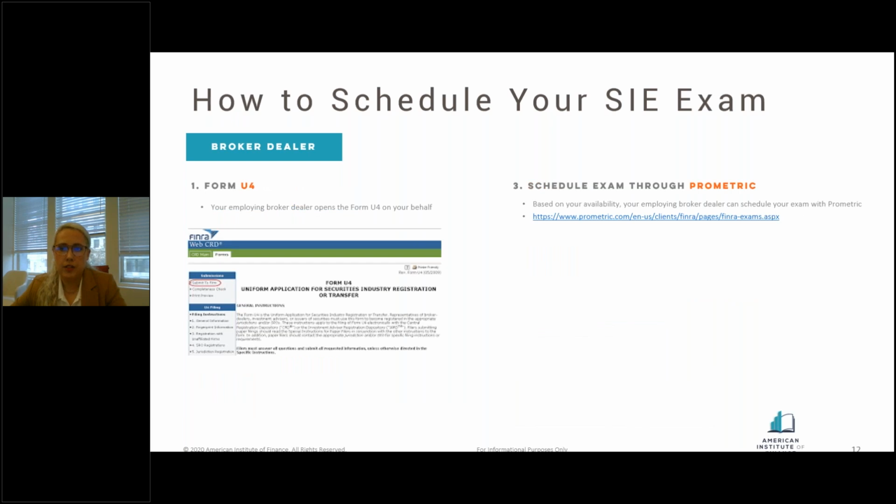And in terms of scheduling your SIE exam through your broker-dealer, it's a lot easier on your end, because the employing broker-dealer will open a Form U4 on your behalf. So you really don't have to do anything on that end. The only thing you have to do is schedule the exam through Prometric.